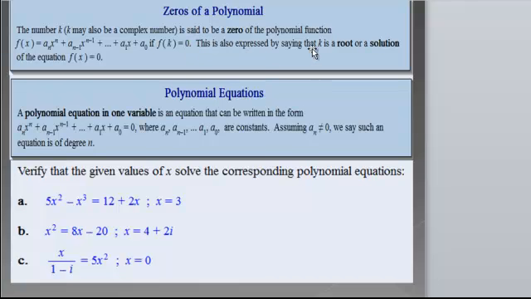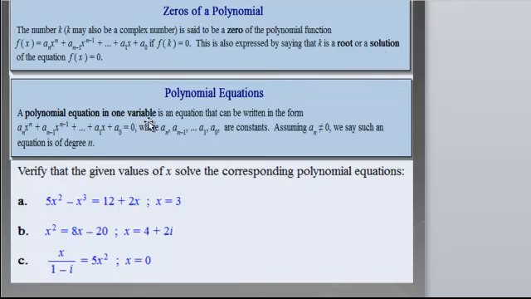This is also expressed by saying that k is a root or a solution of the equation f of x equals 0. In other words, if you have a function, let's just say this one is our function right here. If you were to take this number k, which in this case is 3, and plug it into this function, then it would be true. Or if you were to put everything on one side and set it equal to 0, then it would make that equal to 0. That means that number would be a root or a solution of the function.